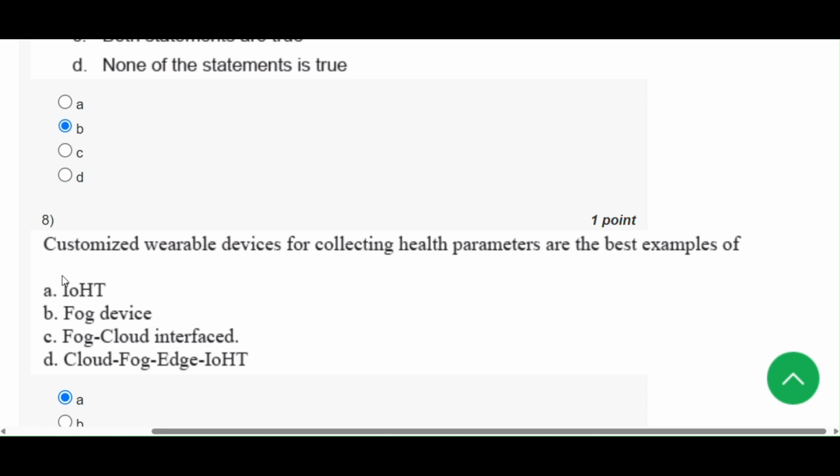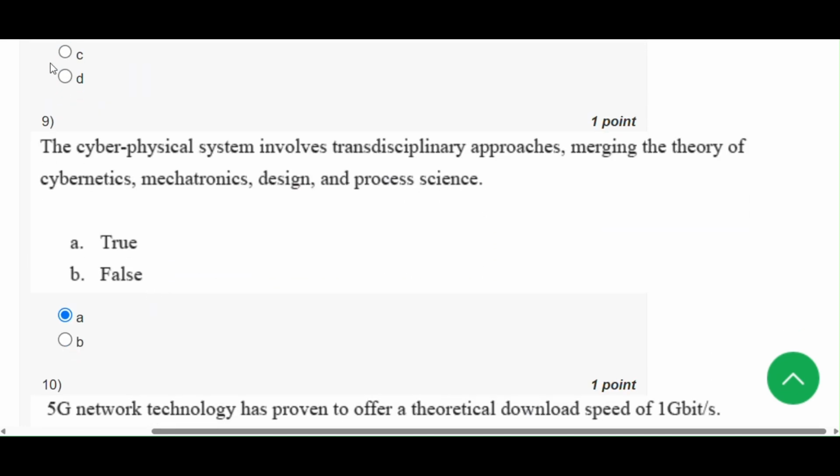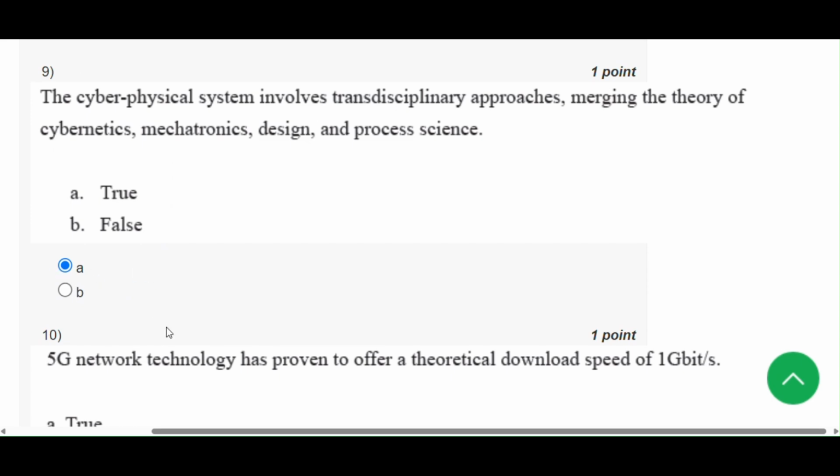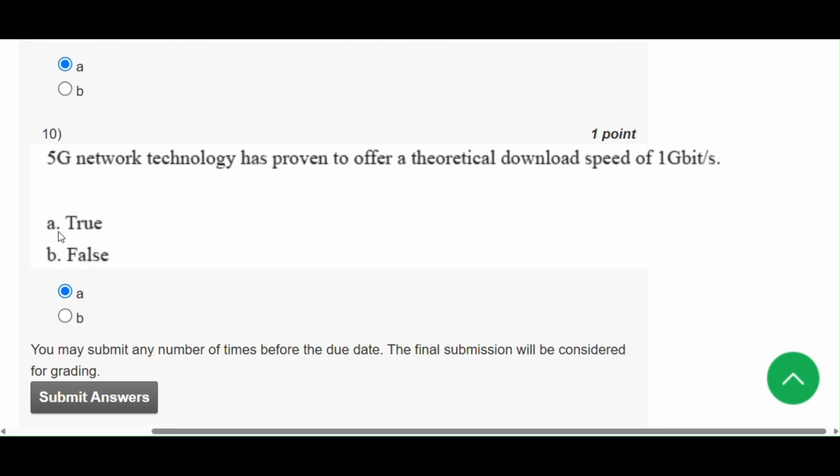Now for question number 8, option A, that is IOHT, is the correct answer. Now for question number 9, it will be true, that is option A. And for question number 10, it will be true.